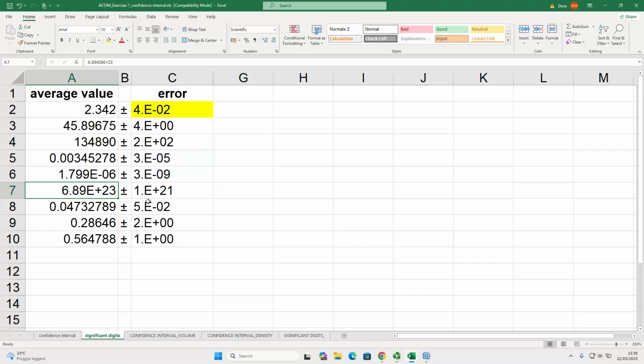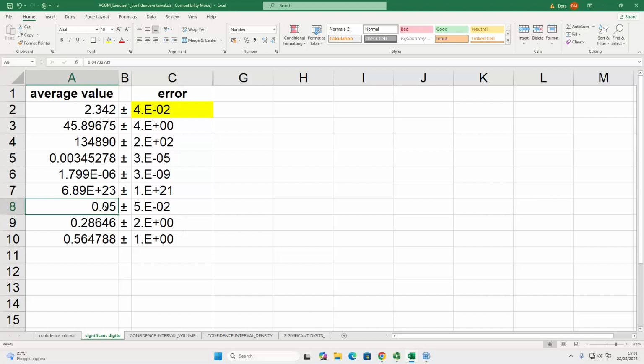Now try with this. Line 8. The error is on the order of magnitude 10 to the power minus 2. Okay? So, is this number 4 significant? Yes, but it is the last, because 7 is 10 to the minus 3. So in this case, I have only one significant digit, that is this number, 5.